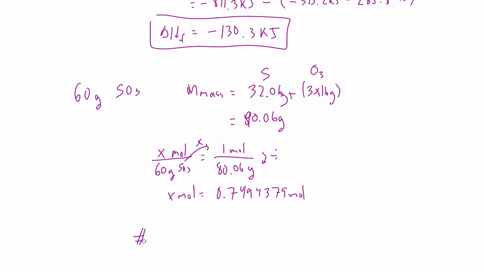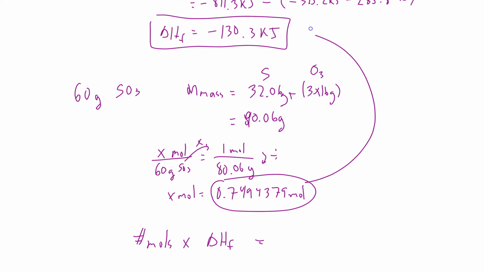In order to determine how much energy is released, you're going to take the number of moles times your delta HF, so this number here times that, which will give you minus 97.651758 kilojoules.